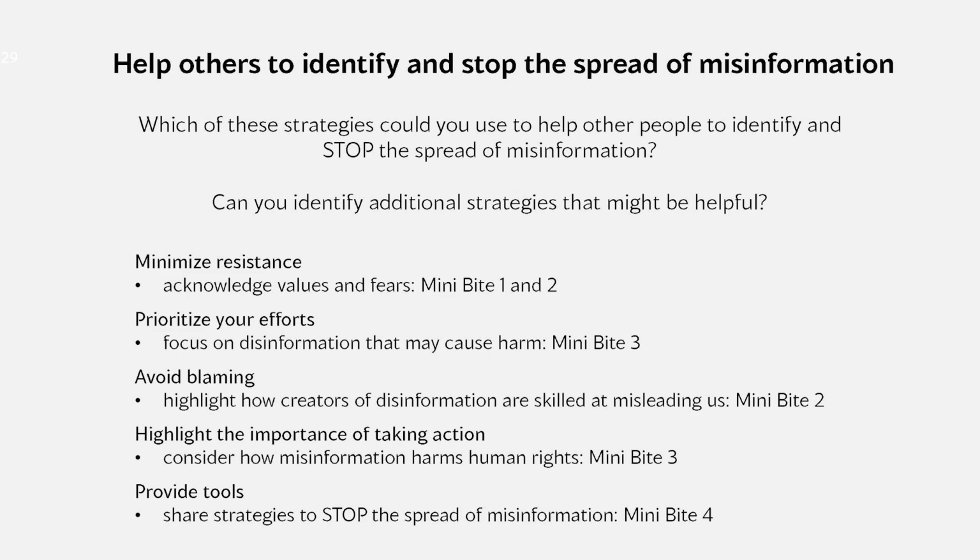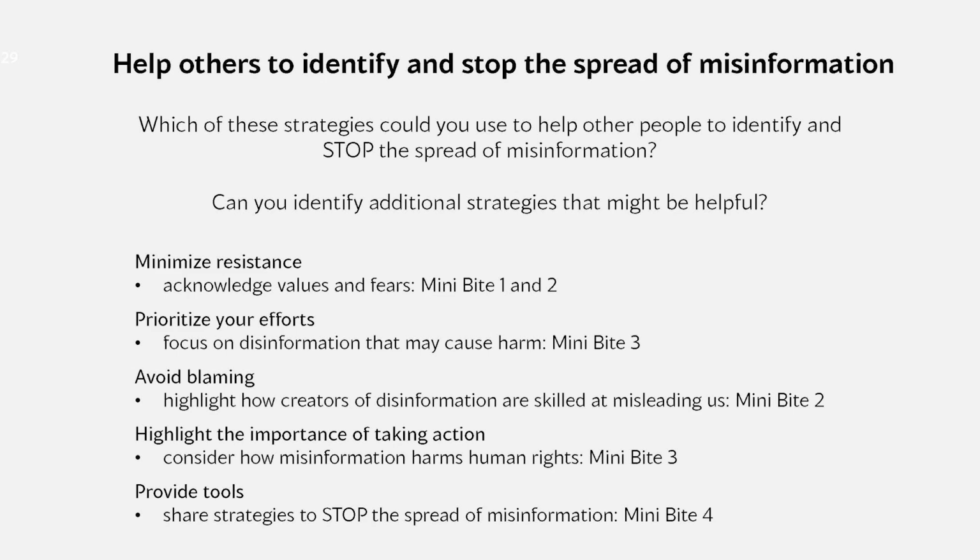They include: 1. Minimize resistance by acknowledging the person's values and fears, which we discussed in mini-bites 1 and 2. 2. Prioritize your efforts by focusing on misinformation that may cause harm. This was covered in mini-bite 3. 3. Avoid blaming by highlighting how creators of disinformation are skilled at misleading us. This was discussed in mini-bite 2. 4. Illustrate the importance of stopping the spread of misinformation by considering how it harms human rights. This was covered in mini-bite 3. And 5. Provide tools by sharing strategies to stop the spread of misinformation, which we discussed in mini-bite 4.